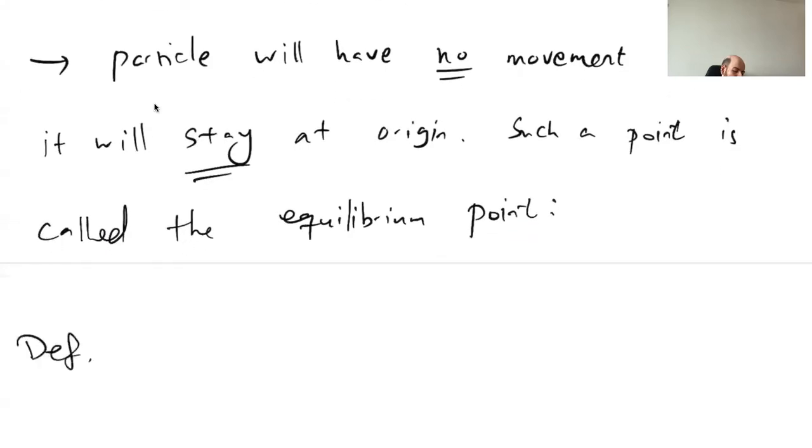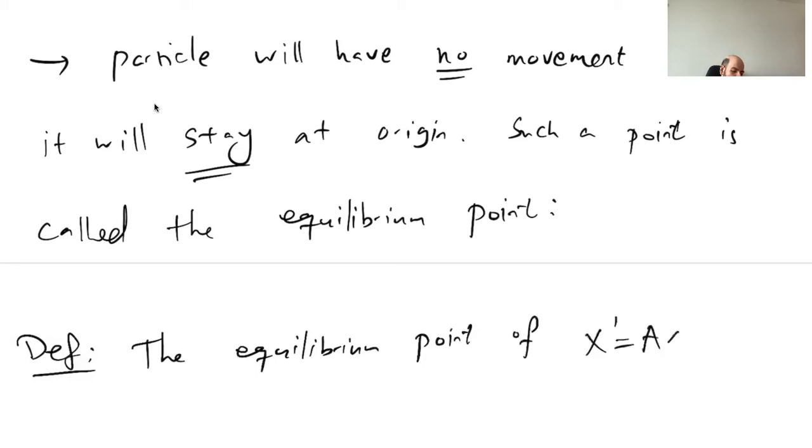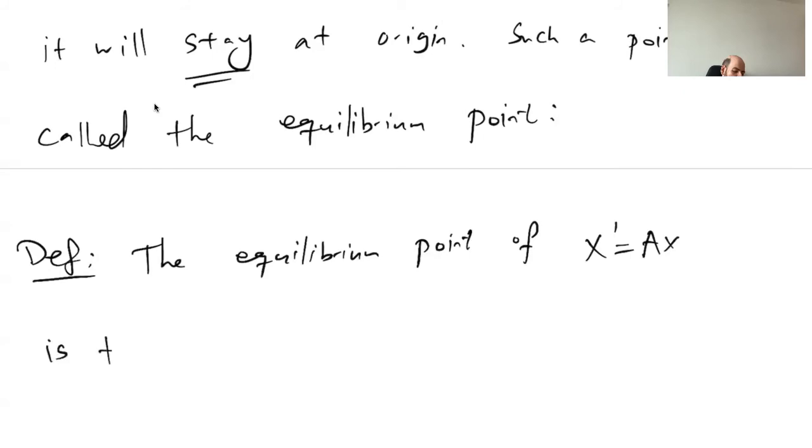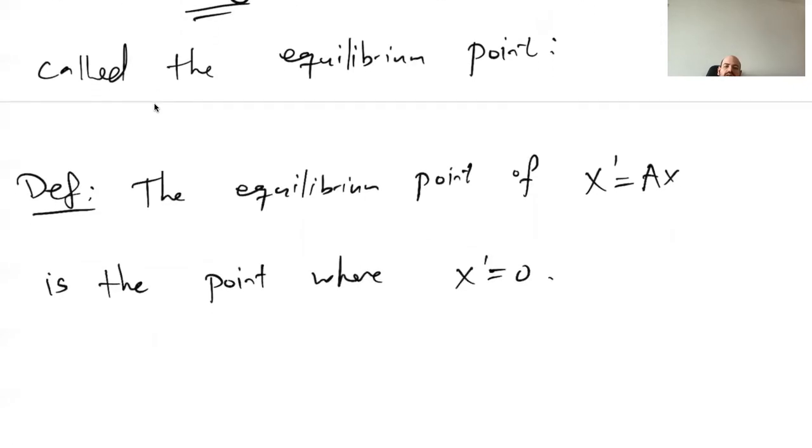So the definition: the equilibrium point of x prime equals ax is the point where x prime equals 0. Because if you locate a particle there at the equilibrium point, it will stay there.